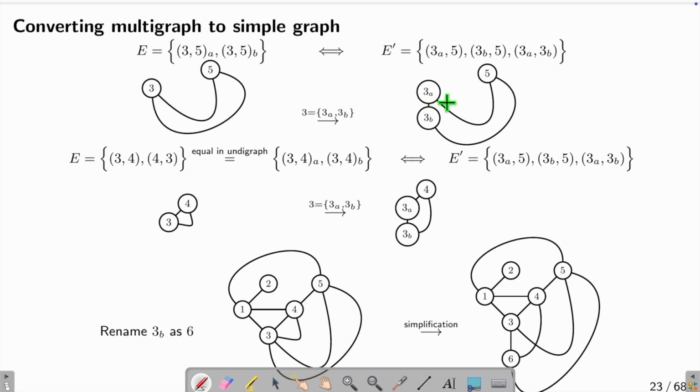So 3, now I grow a brother. So 3 becomes 3A and 3B. Why? Because I call this A and I call the thing B. So the lower one touches the B, so I call the lower one 3B. The upper one touches A, so I call it 3A. So now I grow a brother, so now I have 2 nodes here.